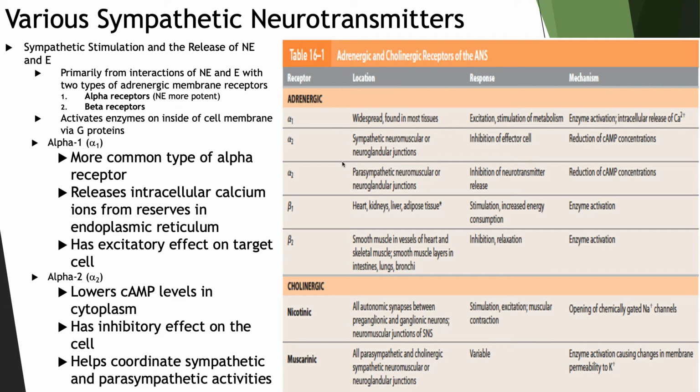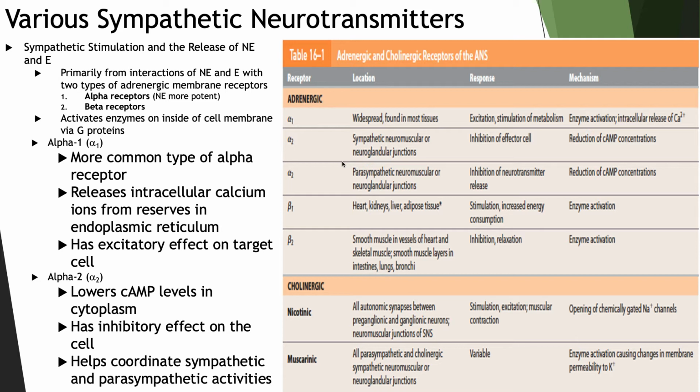Alpha 1 is the more common type of alpha receptor, and its stimulation results in the G protein activation that brings about the release of intracellular calcium ions into the cytosol from reserves in the endoplasmic reticulum. This action generally has an excitatory effect on the target cell. For example, the stimulation of A1 receptors on smooth muscle cells causes peripheral blood vessels to constrict and sphincters along the digestive tract and urinary bladder to close.